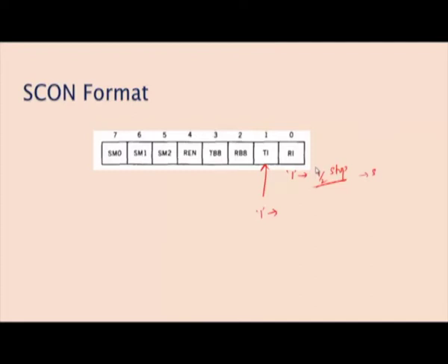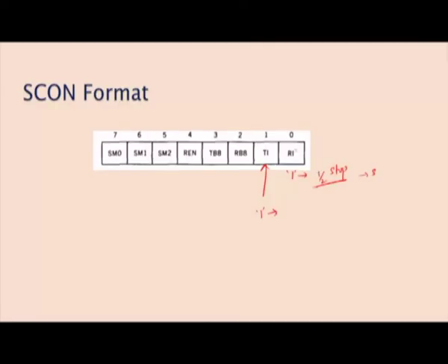The SCON format is a serial control register, which will give the information about the serial transmission. For that we have 8-bit positions. The SCON register has an 8-bit format. The D0 position is RI. RI is the receiver interrupt. Whenever the data is received, the received data is stored in the SBUF.